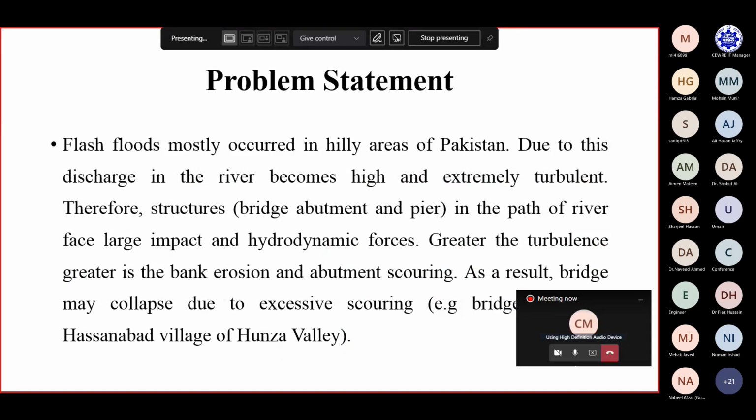Flash floods mostly occur in hilly areas of Pakistan. Due to this discharge, the river becomes high and extremely turbulent. Therefore, structures like bridge abutments and piers in the path of the river face large impact and hydrodynamic forces. The greater the turbulence, the greater the bank erosion and abutment scouring. As a result, the bridge may collapse due to excessive scouring.